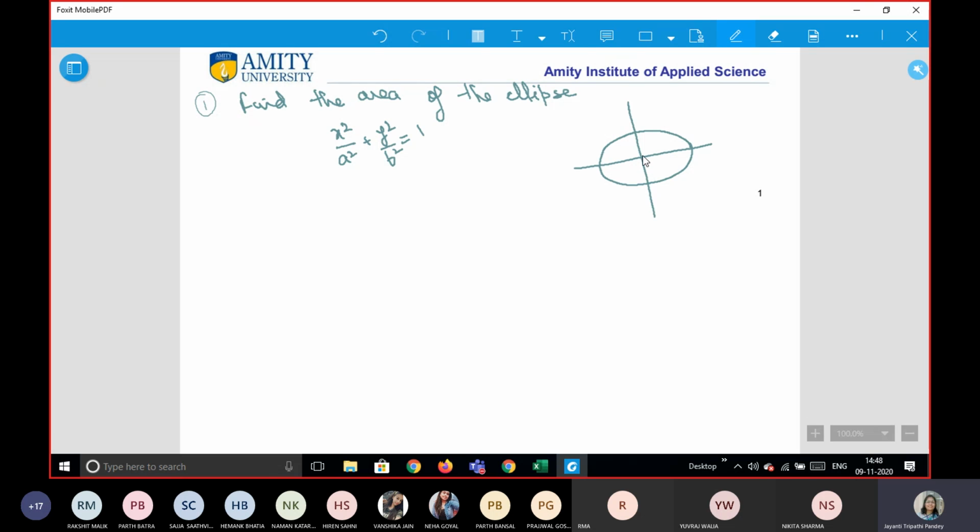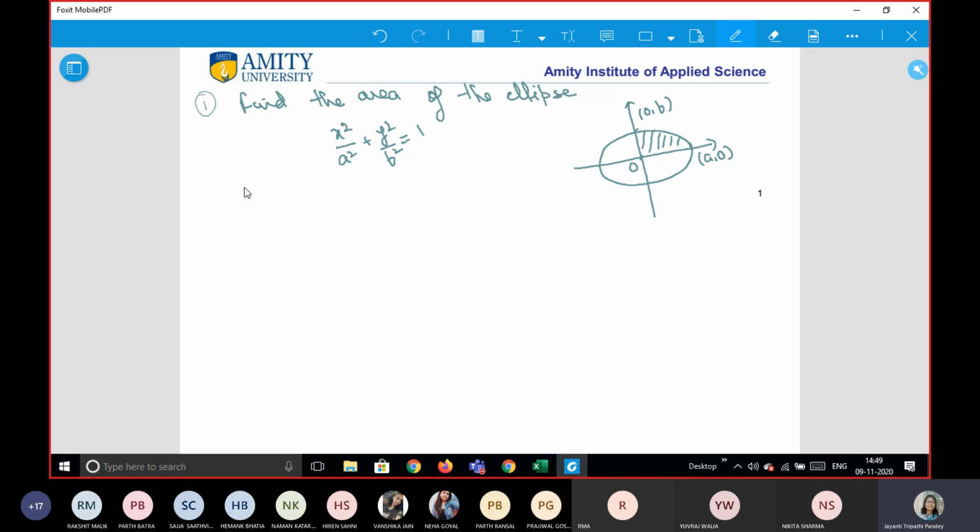Since the ellipse is centered at origin, we are aware that it is symmetrically distributed among 4 quadrants. Yes or no? Yes, ma'am. So if we find the area of one part, we can multiply it by 4 to get all 4. Since it is symmetrically distributed, we can find for 1 and multiply by 4 to get the entire thing. Right? Now the equation is this.